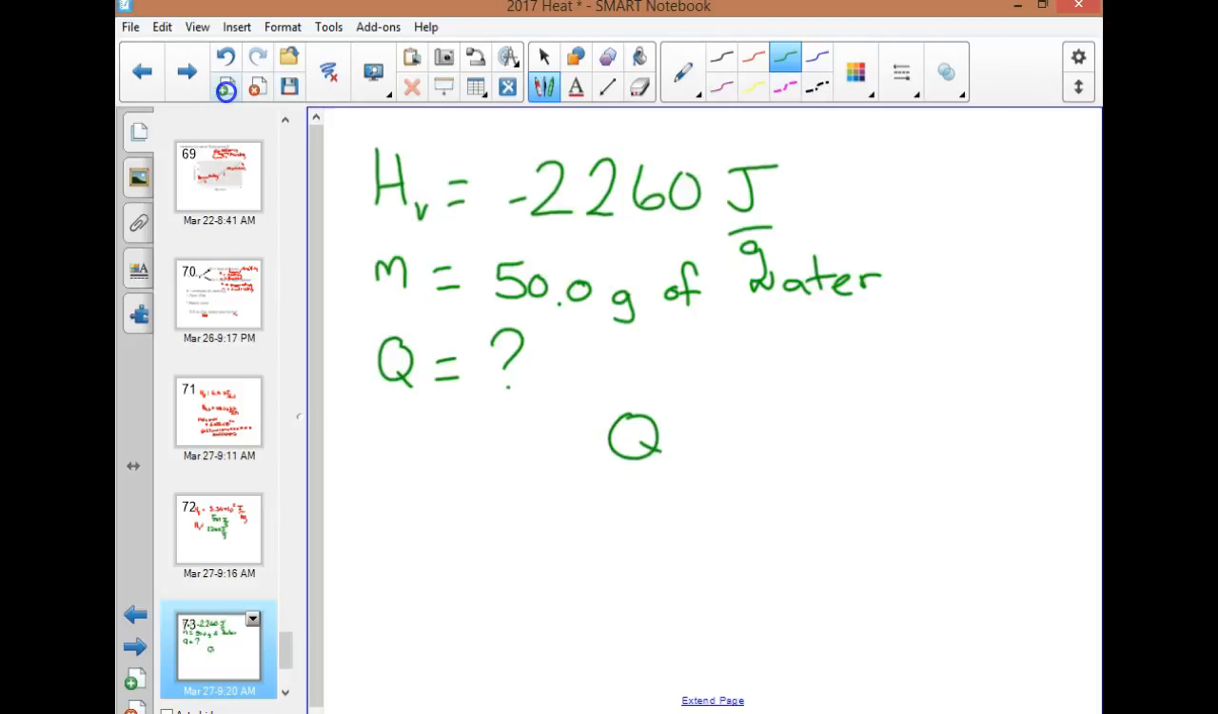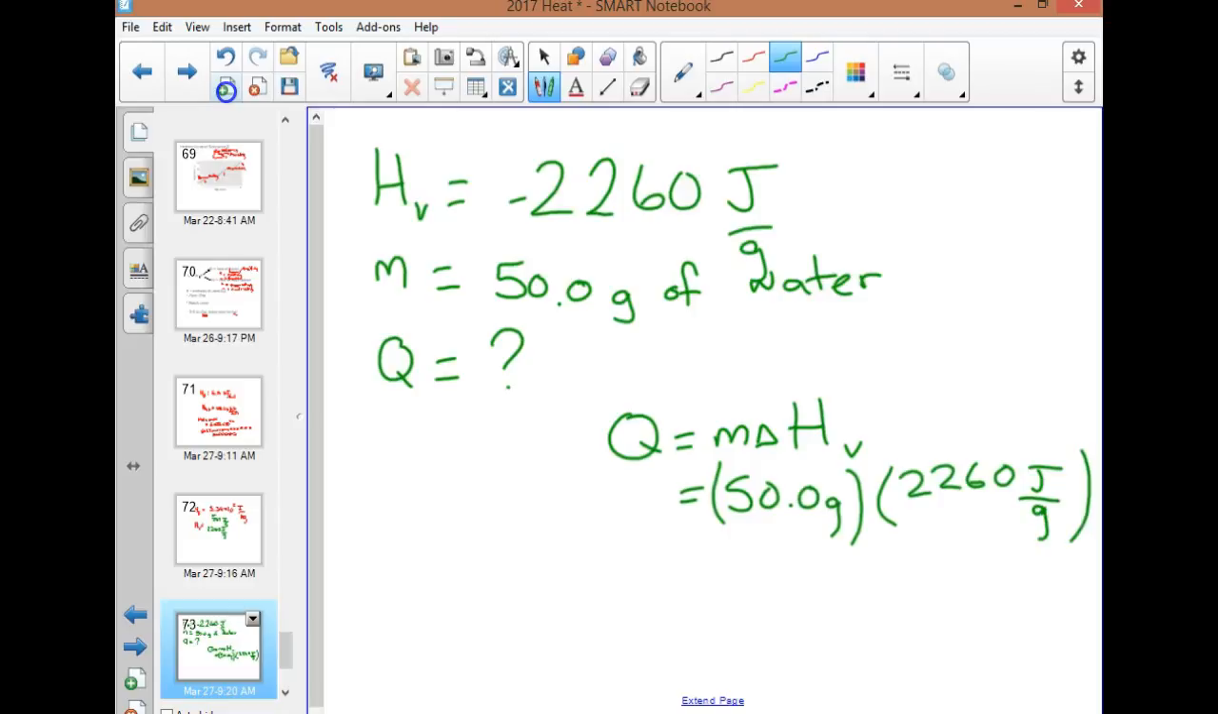The formula is Q equals m delta H, and in this case, it's your heat of vaporization. Your mass is 50 grams. Your heat of vaporization number is 2,260 joules per gram. Gram divided by gram is 1, so you're going to be left with joules. Please calculate the heat energy lost by the water.